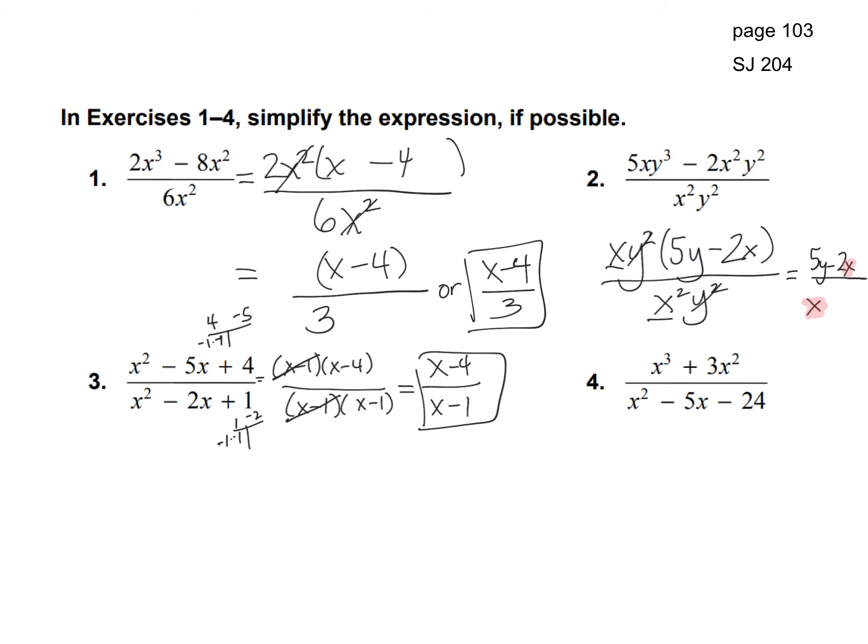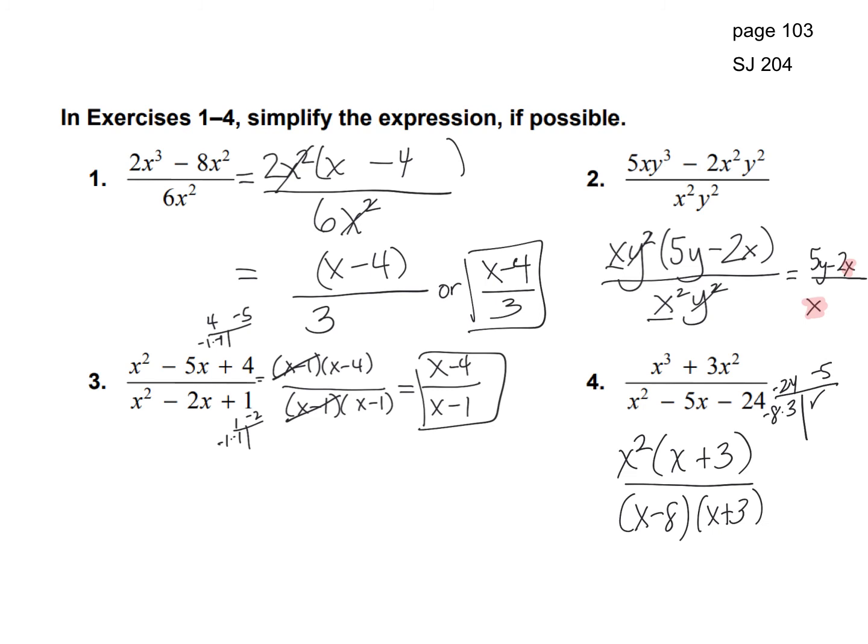For number 4, I have a binomial in the numerator that has a common factor of x squared. X cubed divided by x squared is x. 3x squared divided by x squared is positive 3. In my denominator, I have a trinomial, a times c, sum of b. I think that's negative 8 and positive 3. So that's going to factor into x minus 8 times x plus 3.